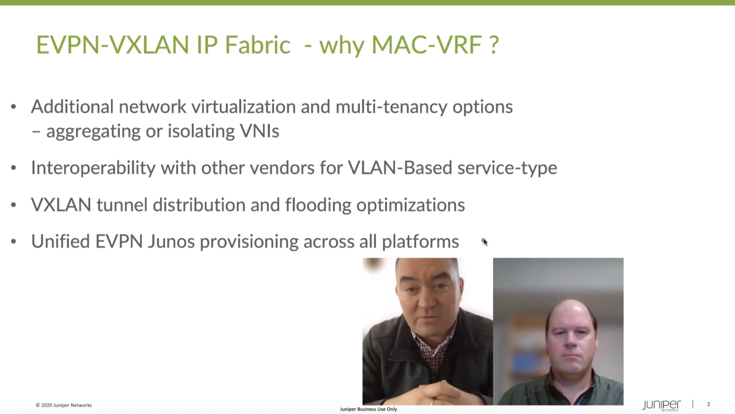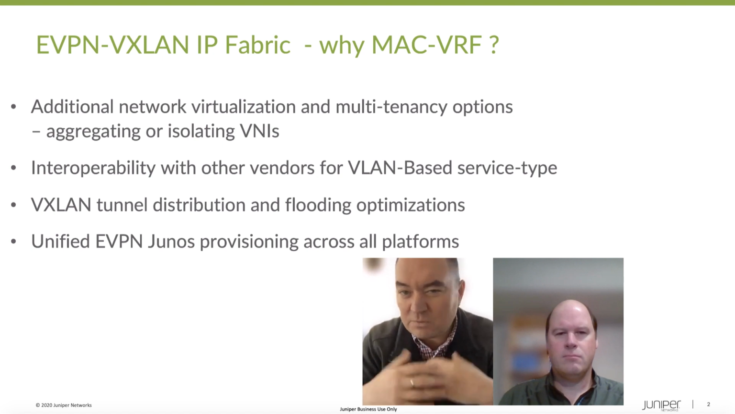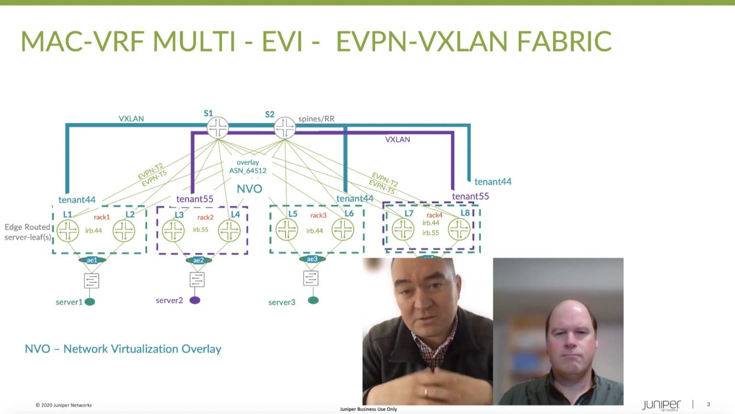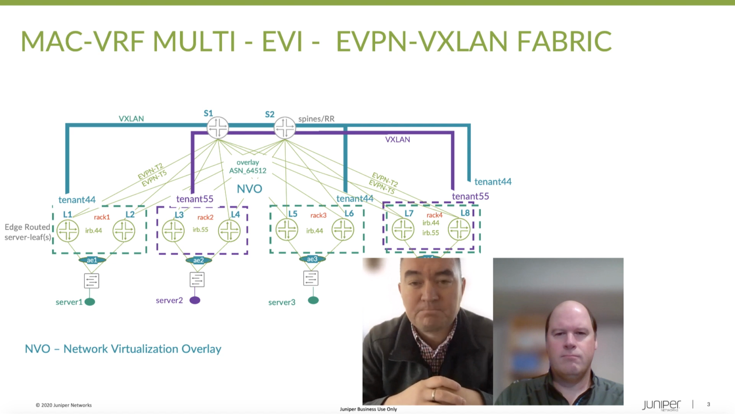And then with MAC-VRF, we have the option to control how the VXLAN tunnel distribution is happening within the fabric. And then the last thing that we wanted to improve within the Junos is to unify the CLI across all Juniper platforms, right? So that should also allow our customers to improve the way they implement the automation part within the data center fabric.